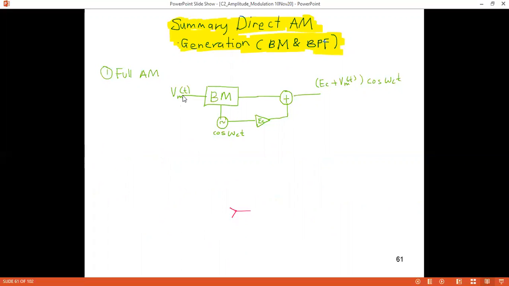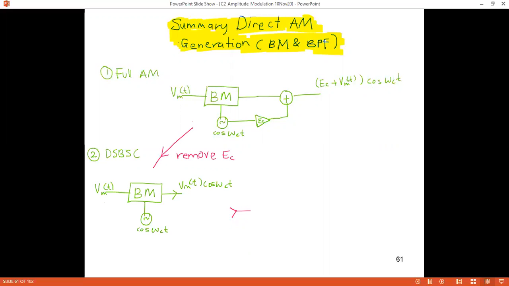Okay, for full AM, what we can see here is in order to produce full AM signal, apart from balance modulator, we'll use an amplifier to amplify the gain to EC and also a summer, to sum our double sideband signal, VMT cos omega CT, and the carrier itself EC cos omega CT. Okay, so this is the block diagram to generate full AM using balance modulator.